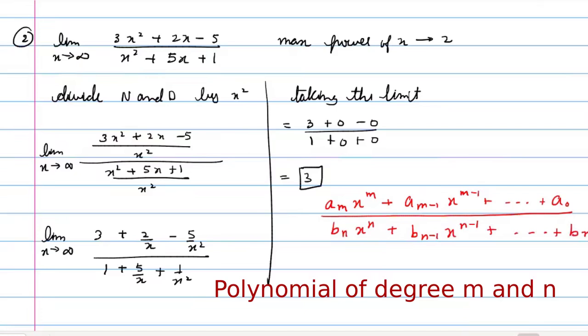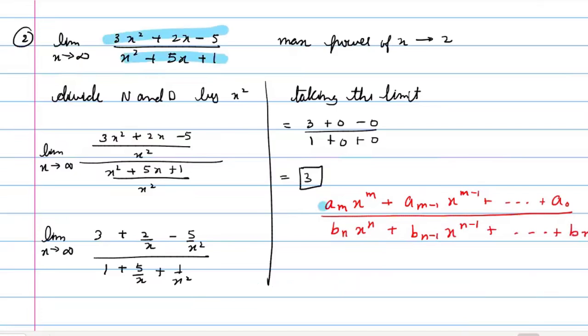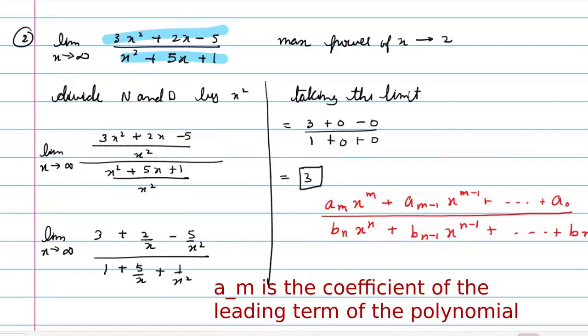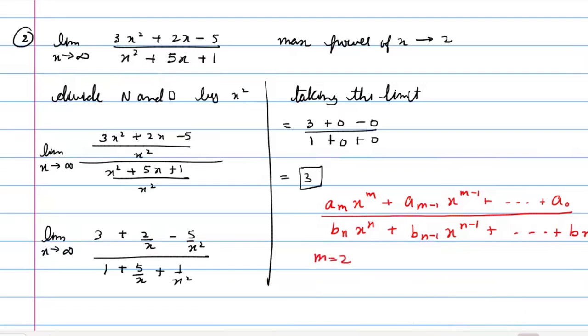So what I want you to remember is this is how the polynomials are. Where a raised to m is the coefficient of the polynomial. Like over here, what is our m? Our m is equal to 2 in this case. And what is our a raised to m? A raised to m is 3. In this case, what is our n? N is 2. And what is b raised to n, or bn, sorry, that is 1.